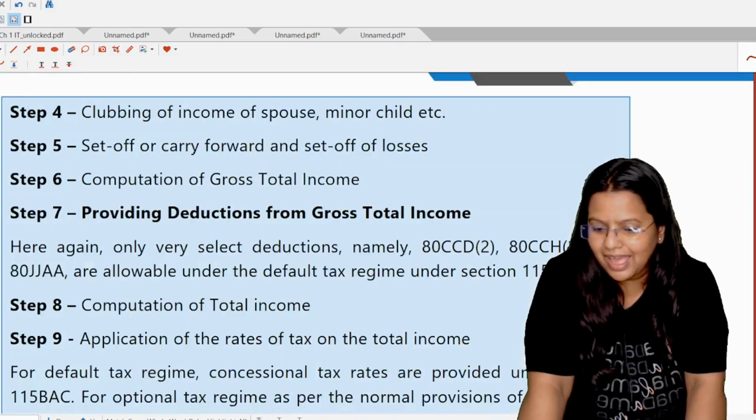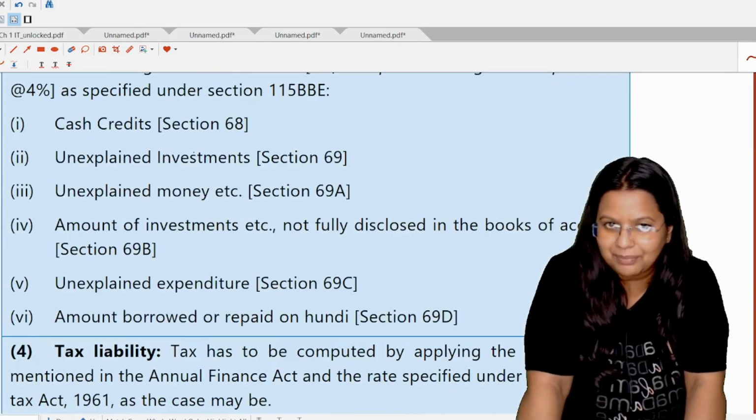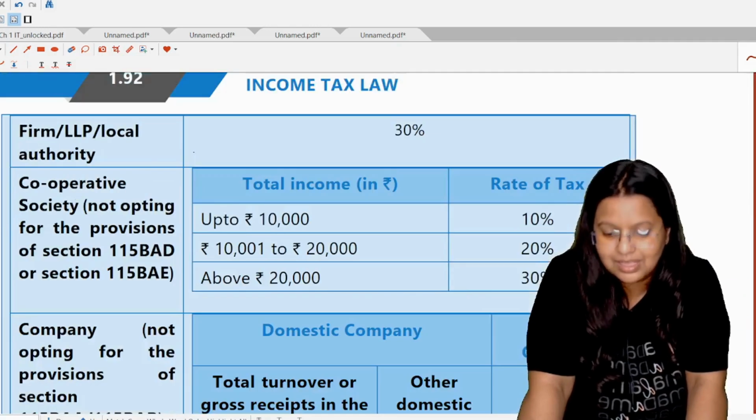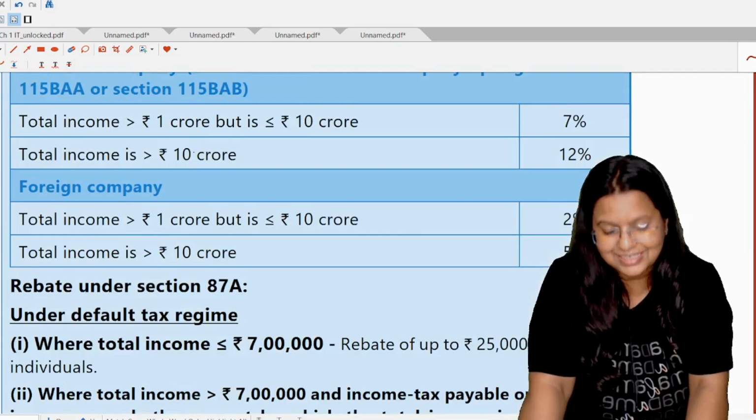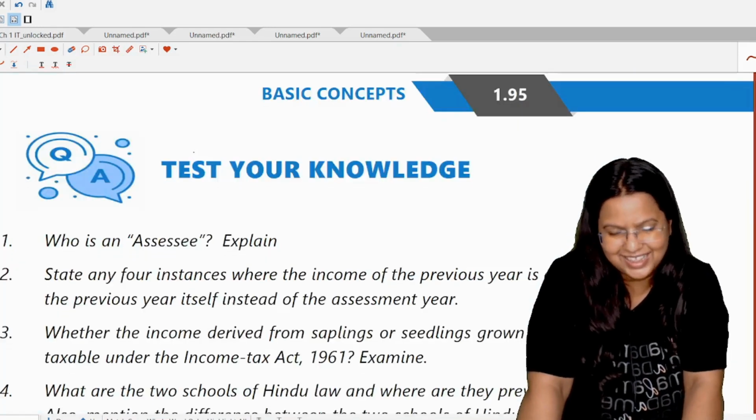With this question, we have covered all our illustrations of Chapter 1, Basic Concepts of Income Tax. Now we are going to do the practical questions, that is the back questions, or I can say the test your knowledge questions. Let's do it.